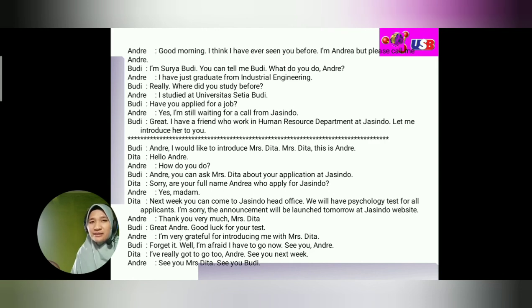Okay, guys. Now you can mention what is part of greeting, what is part of pre-closing, and what is the part of farewell.